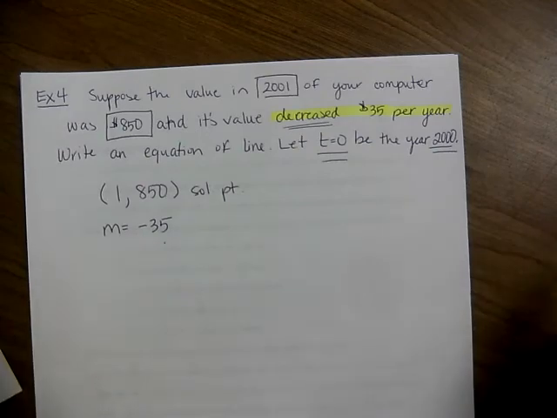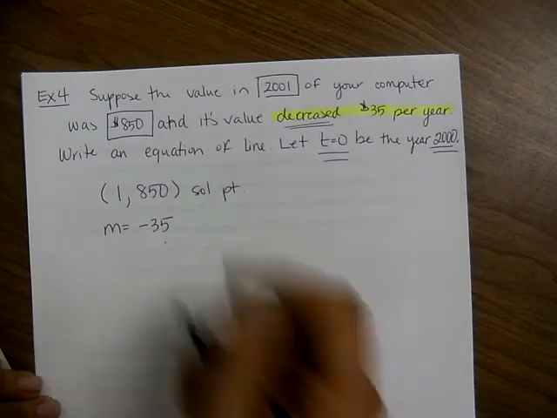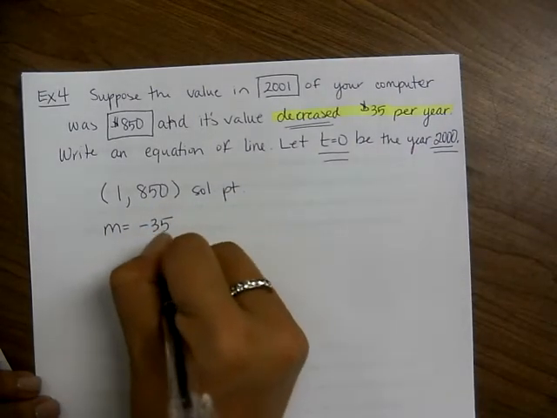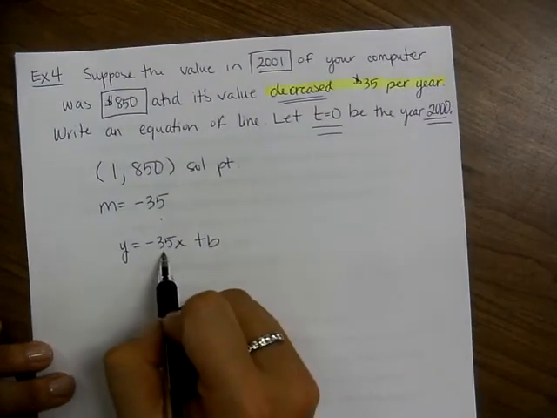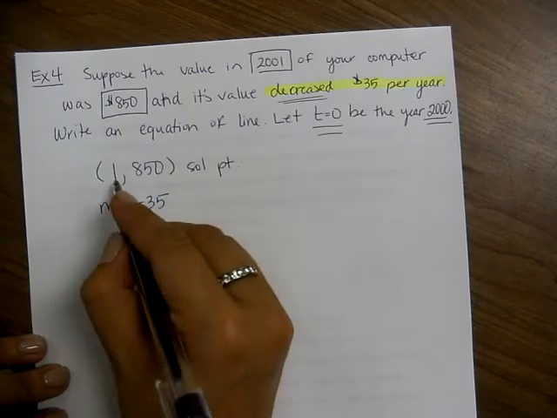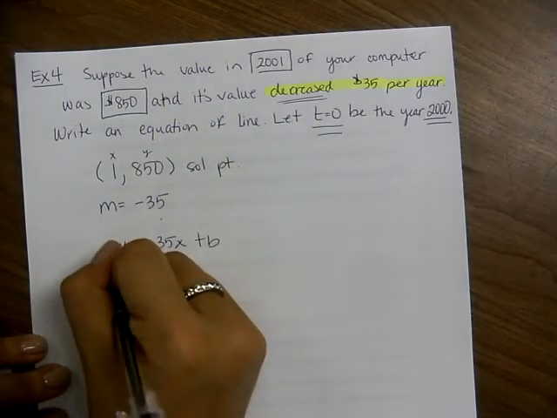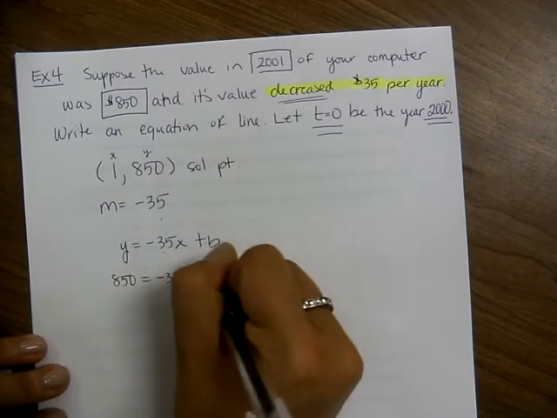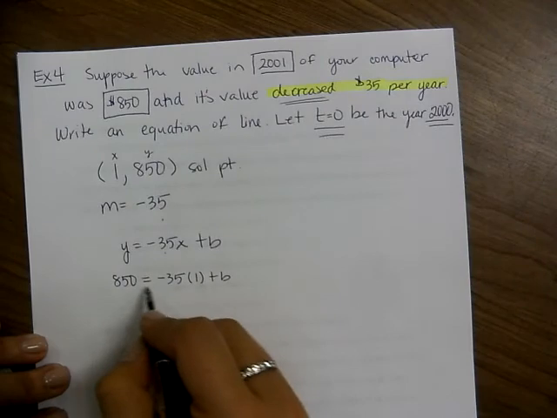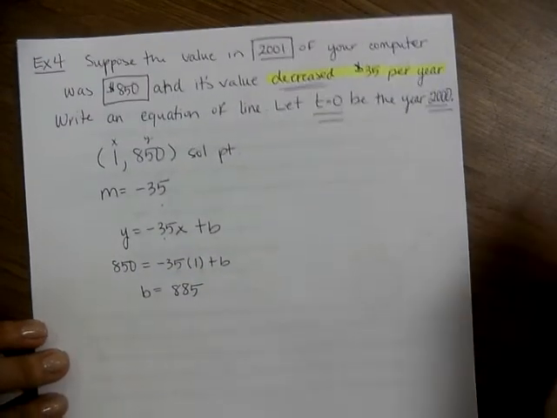Let's put our answer in slope-intercept form. Or I can plug my point in and solve. So that's what I'll do. I'll do y equals -35x plus b. I know that my slope is -35 because it's decreasing $35 per year. Remember, this is my x and y, so I'm going to substitute that in. I get 850 equals -35 times 1 plus b. If I add over that 35, I get b is 885.